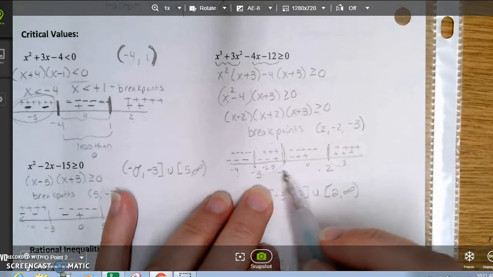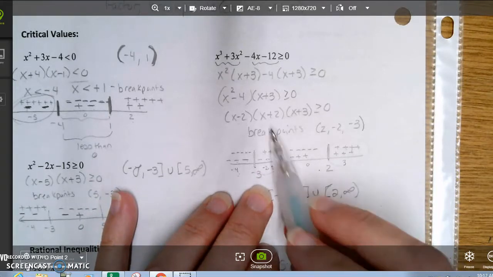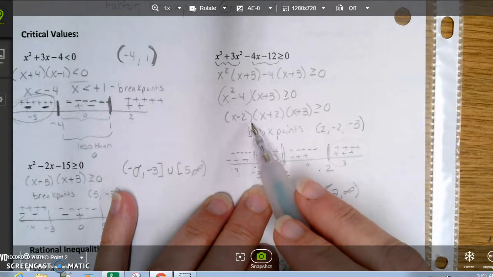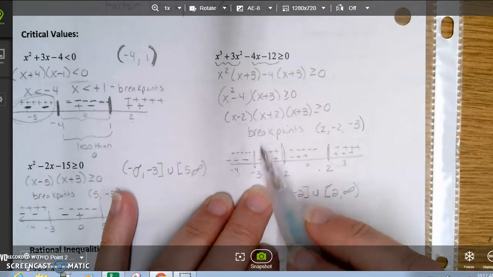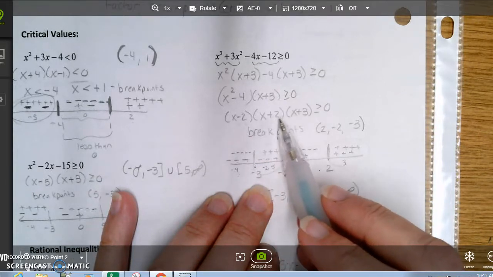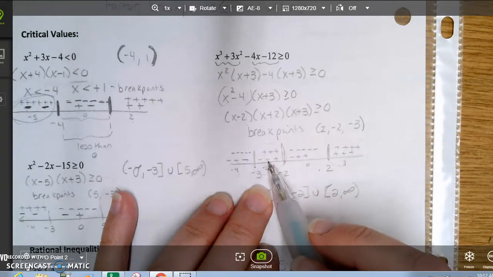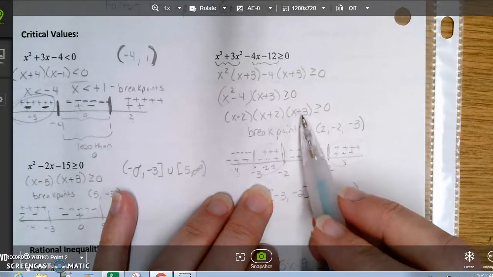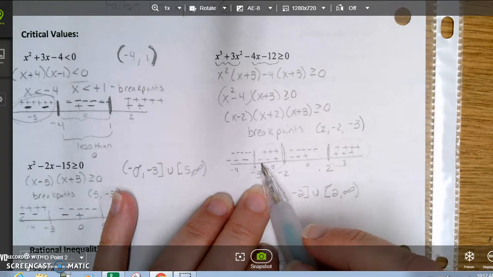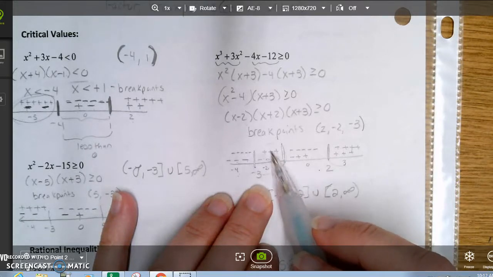So now I'm going to test negative 2.5. Negative 2.5 minus 2 is negative. Negative 2.5 plus 2 is negative 1/2. And negative 2.5 plus 3 is positive. So negative times negative times positive is positive. So this area of the graph is positive.